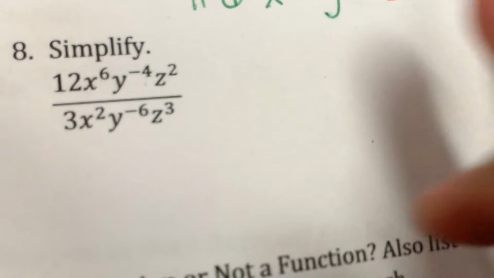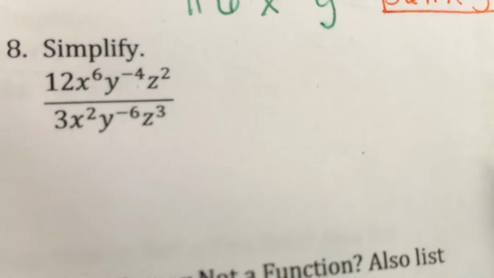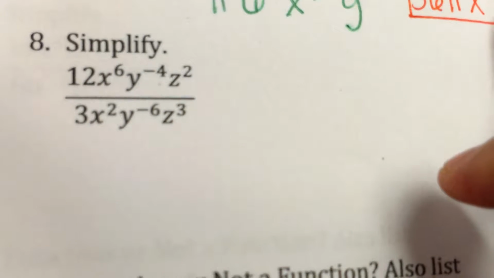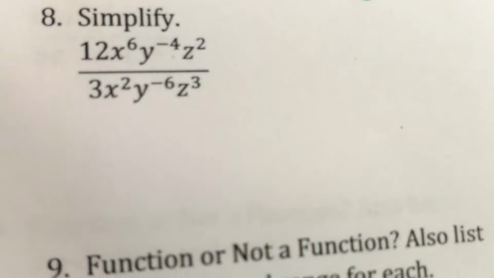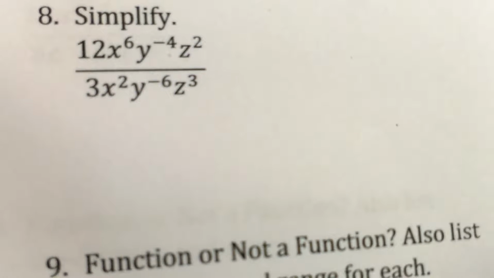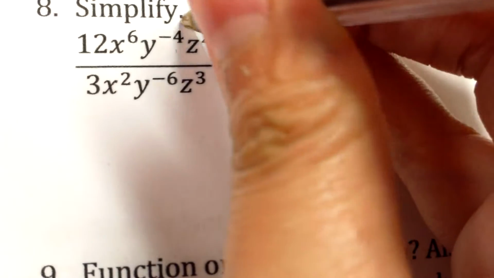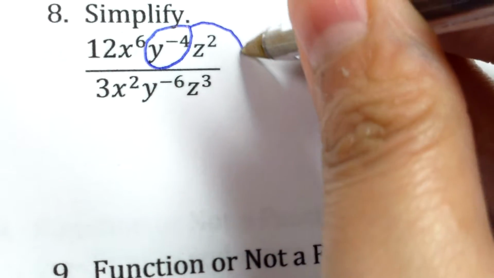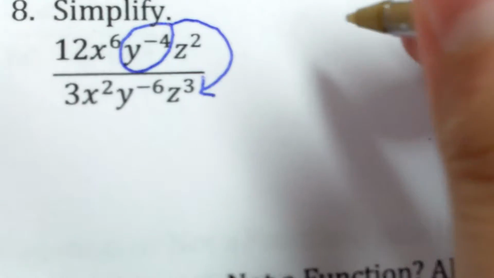Alright, now we're going to do question 8. For question 8 you have to be careful because you need to get rid of the negative exponents by making them positive. If they're at the top, you're going to move them to the bottom. If they're at the bottom, you're going to move them to the top. Like this y to the negative 4, we're going to move it to the bottom and it's going to become positive. So this is what I mean.